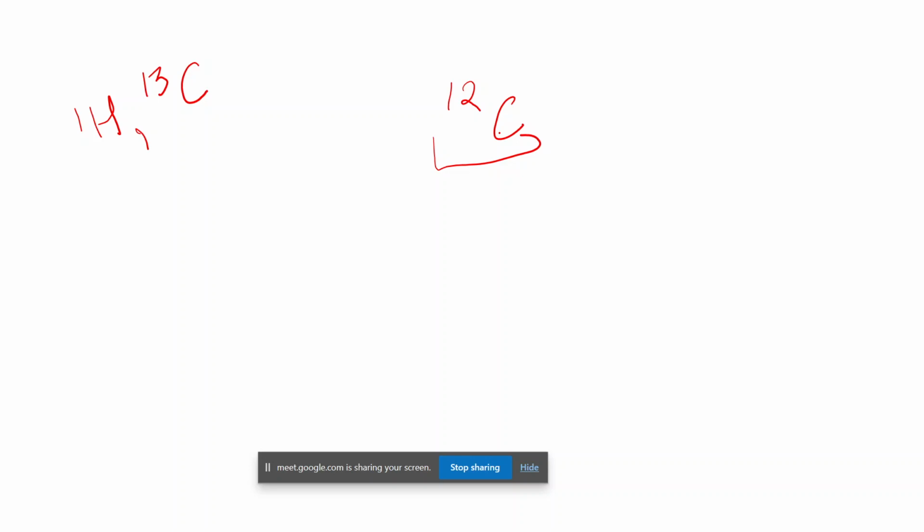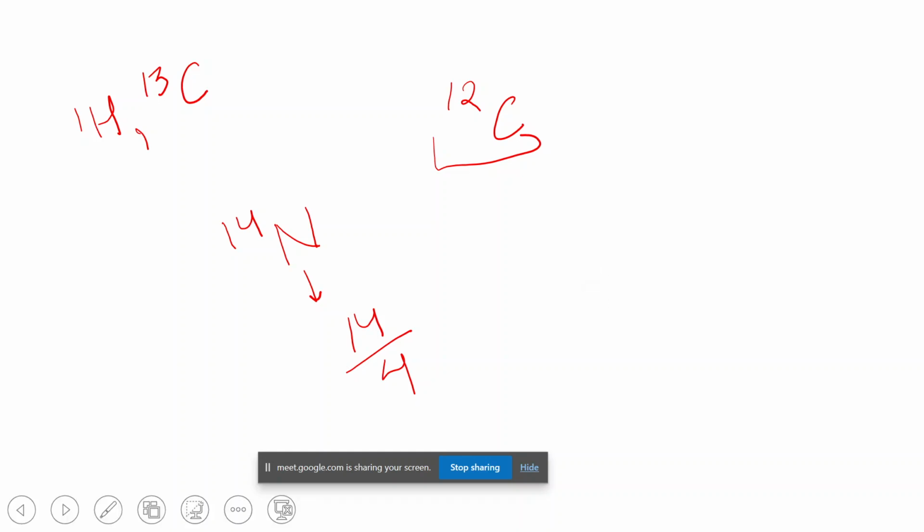Now tell me, if it is 14N, just tell me whether it will be NMR active or not. Nitrogen with the mass number 14. Active. Why? Because if you divide by 4, it is not divisible. The value is non-zero.